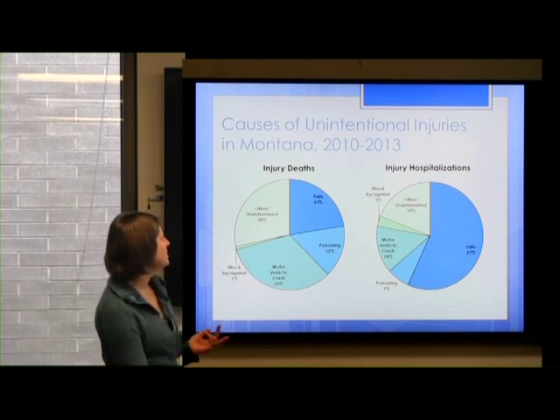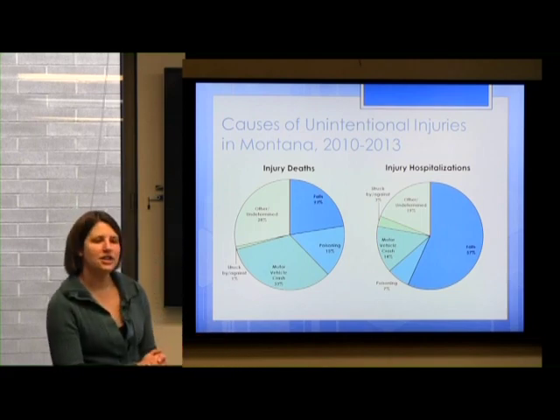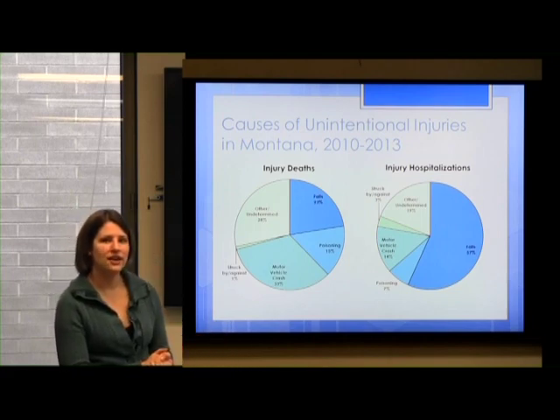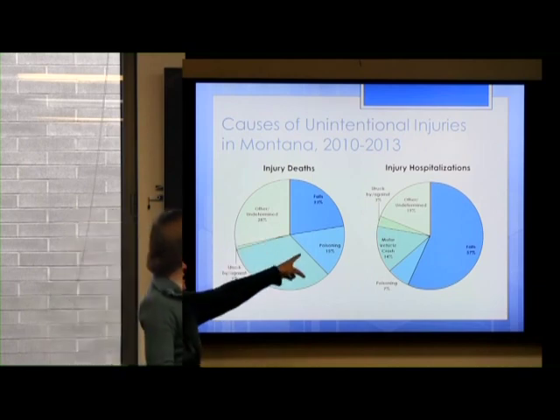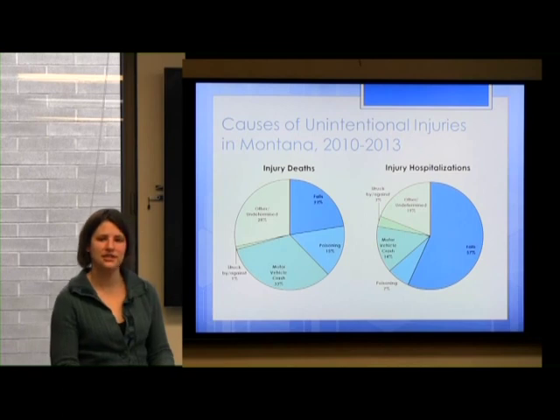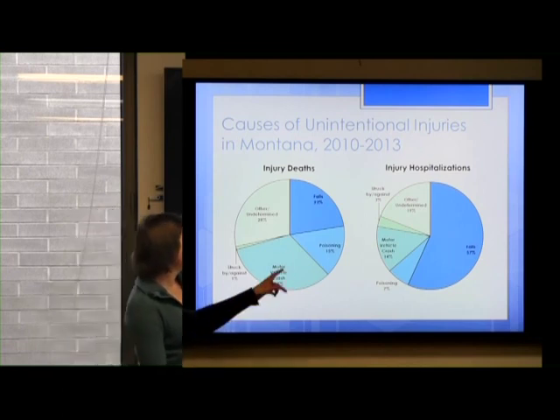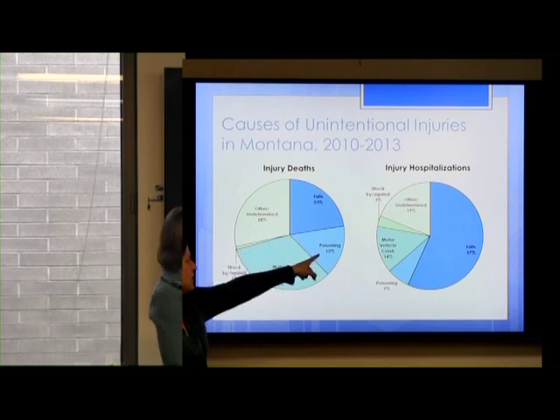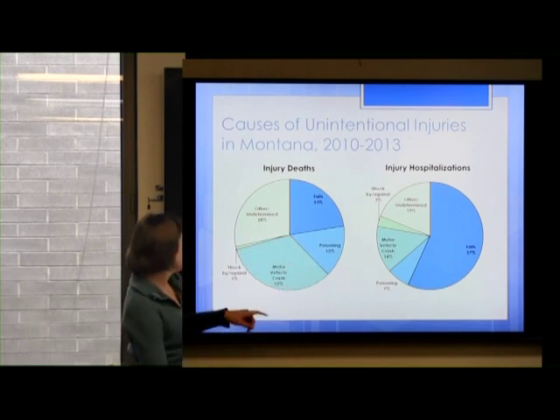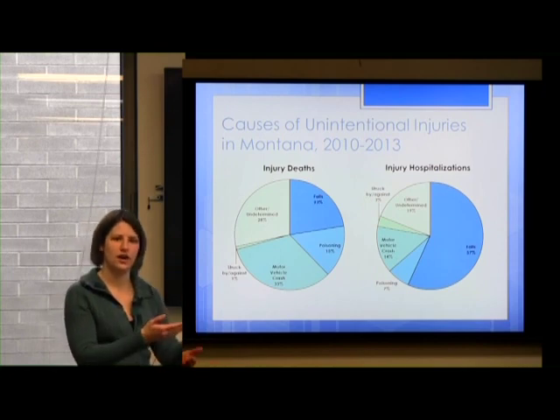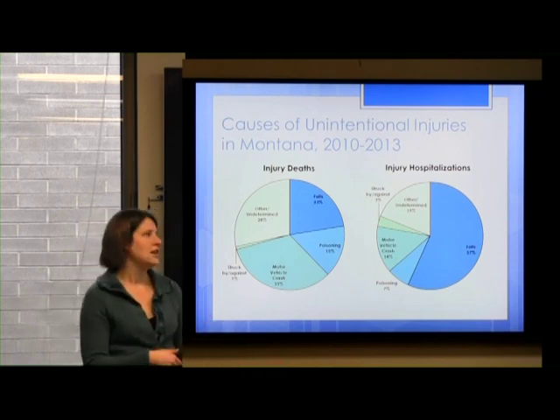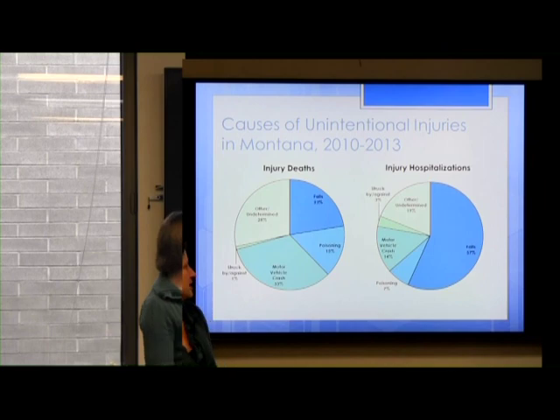Here are some examples. These two pie charts show the cause of injury. The denominator for this one over here is all deaths that are caused by injury. But some of those are caused by falls, some by poisoning, motor vehicle crashes, and so on and so forth. So you can see, of all injury deaths, what are the biggest causes. Same with the hospitalizations, the same kind of example.